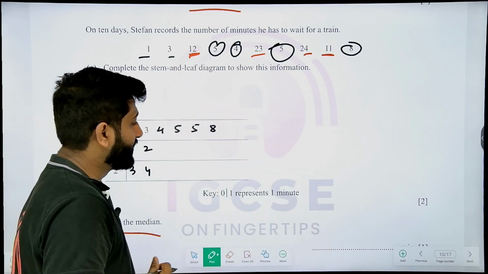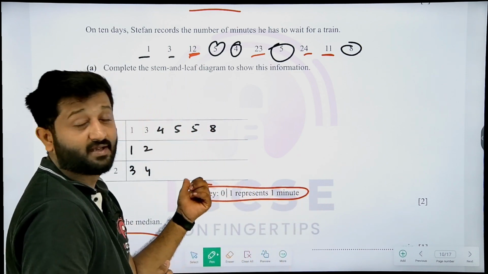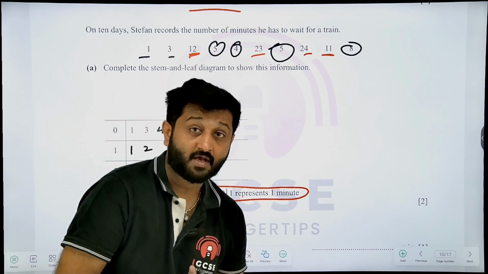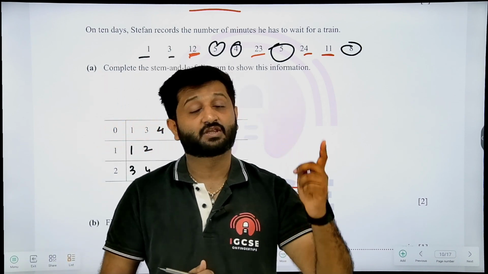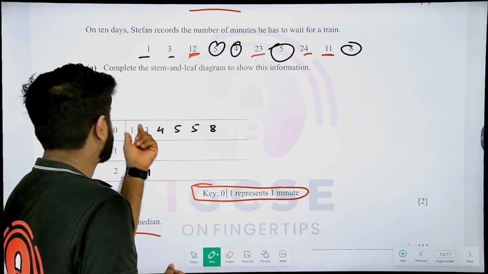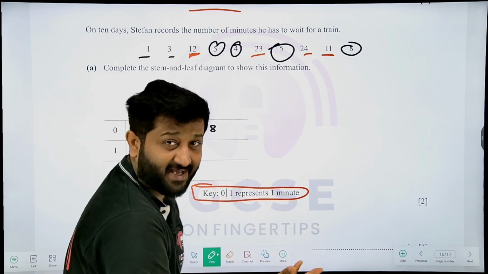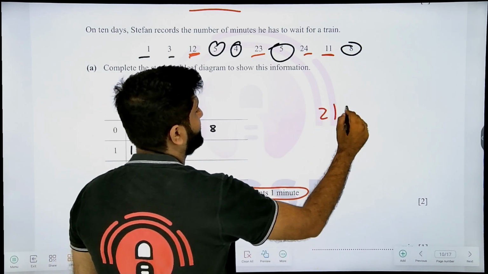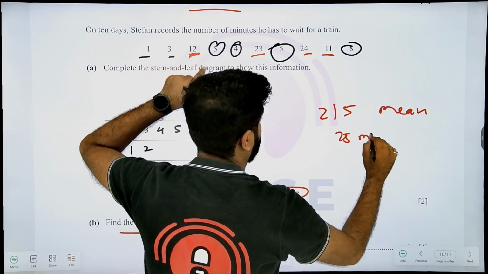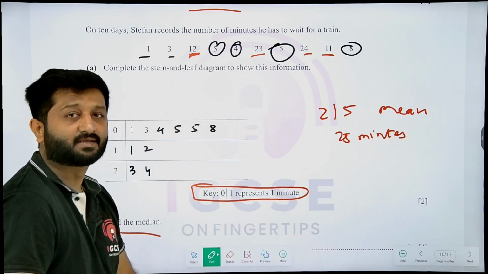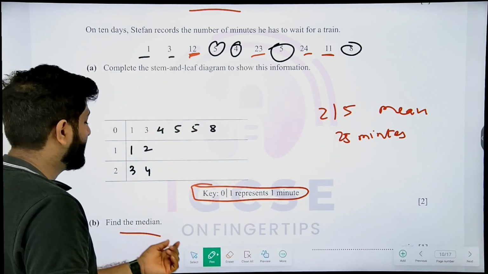Next, find the median. I think, guys, in one of the papers they had given this as blank. They had also told you to write the key. So always remember that whenever you have to plot a stem and leaf diagram, you do have to mention the key. If the key is not mentioned, then you would have to mention it. The key is nothing but, you can take any given value, even a value which does not exist. You can write simply, let's say, 2|5 means 25 minutes. Just like this. Or 2|5 represents 25 minutes.